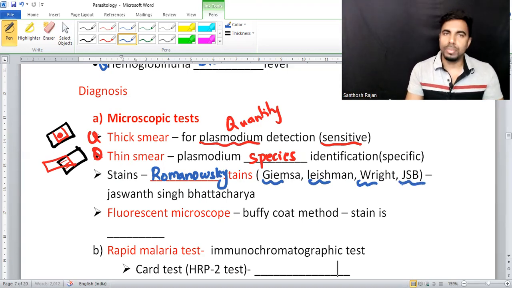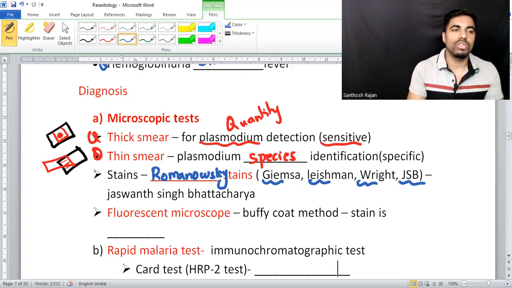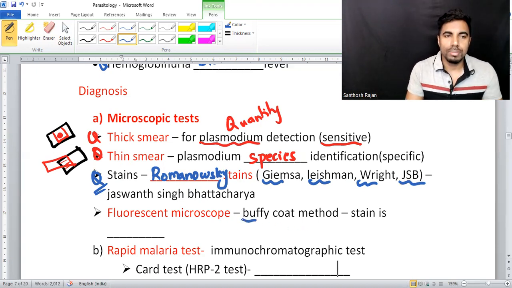So they all, the people who found this, they are types of Romanowski stains. Okay, they all come under Romanowski stain. That could be a question. And you can use a fluorescent microscope, very popular nowadays. Fluorescent microscope, we call it the buffy coat method.